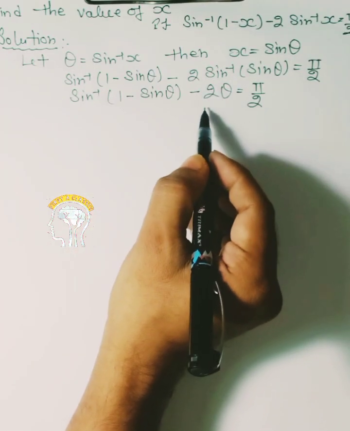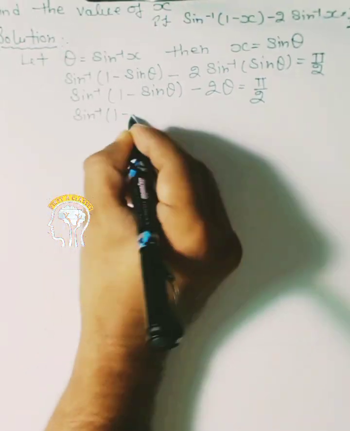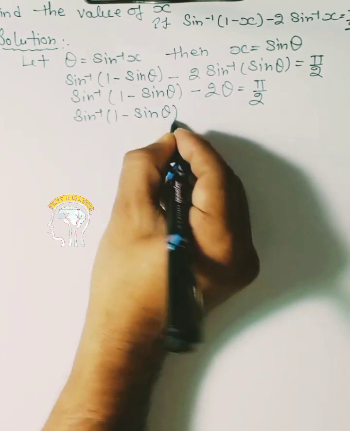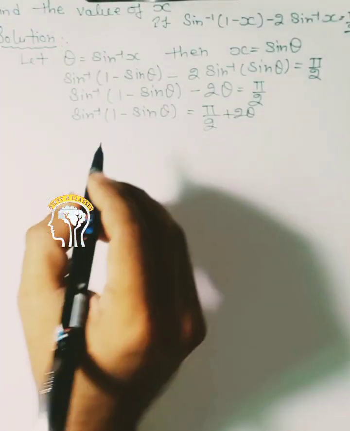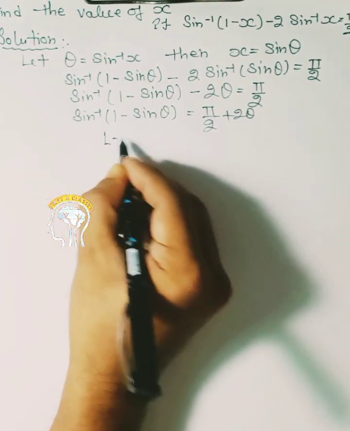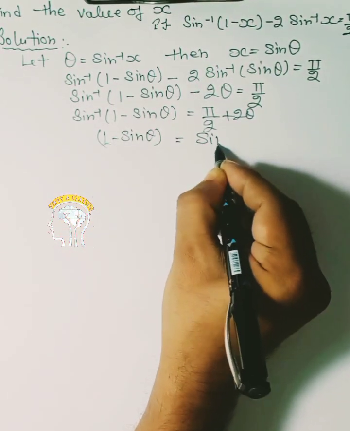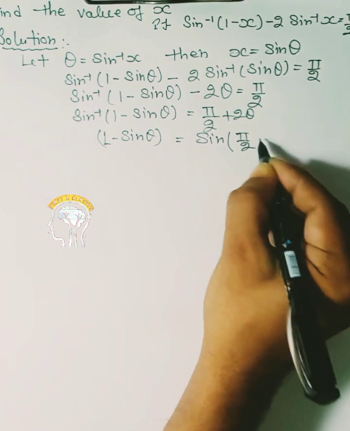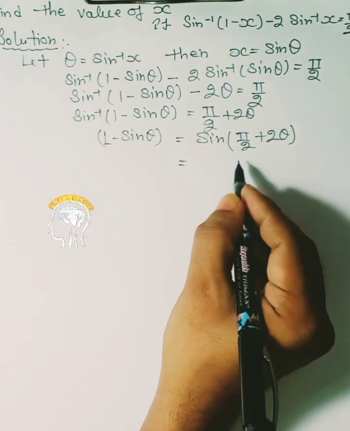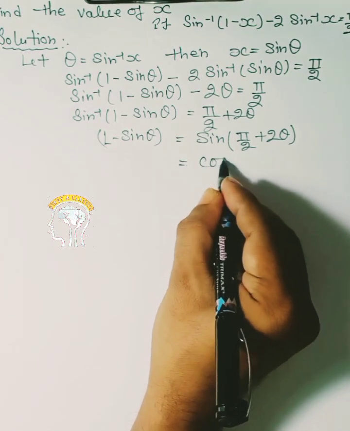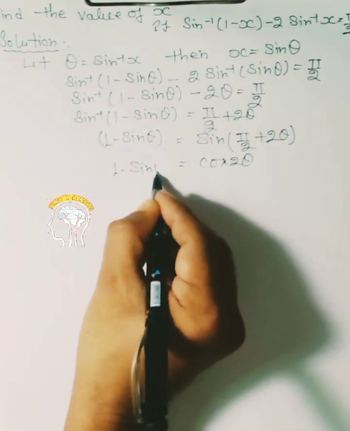Now we transpose 2 theta to the right hand side, we get sine inverse (1 minus sine theta) equals pi upon 2 plus 2 theta. Now we further write it as 1 minus sine theta equals sine (pi upon 2 plus 2 theta). Now the value of sine (pi by 2 plus 2 theta) is cos 2 theta. On the left hand side we have 1 minus sine theta.